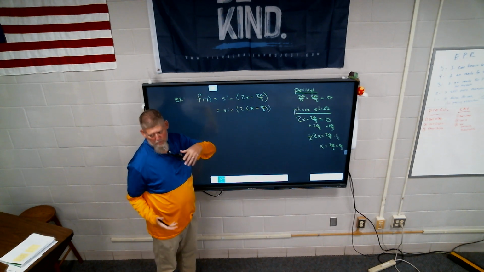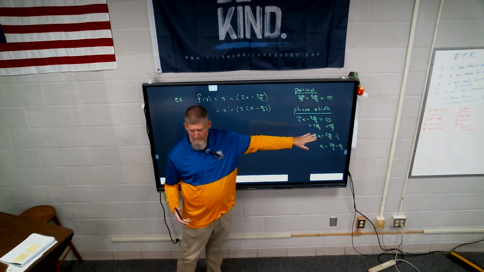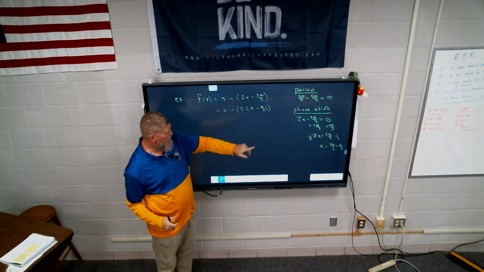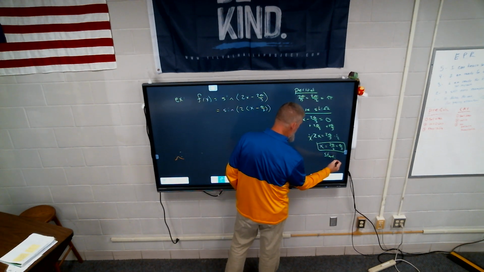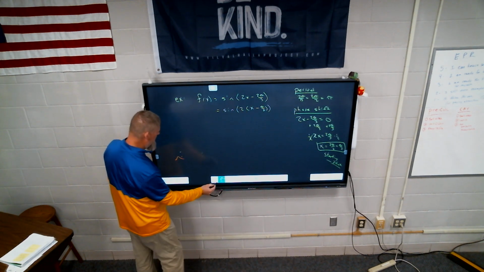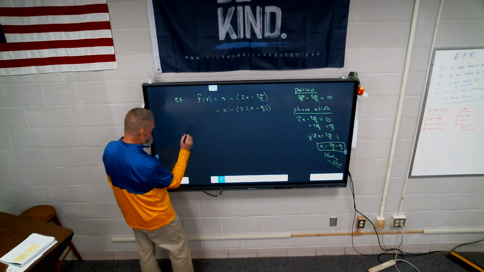I find that when we get more complicated equations, it's easier to just take the whole thing and set it equal to 0. But that's how you would do that. So that means my phase shift is at pi over 3. So this is my new starting point. Everything else is the same. So let's go ahead and sketch the graph.